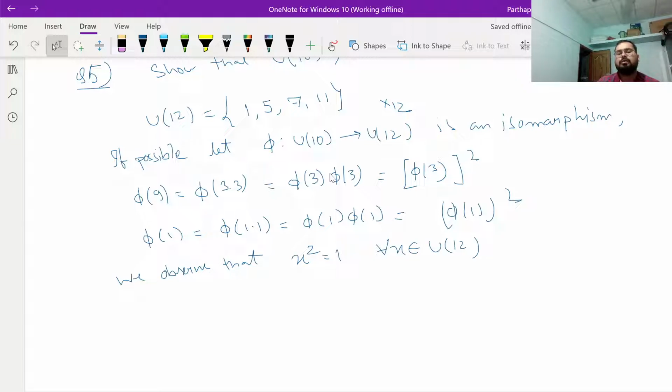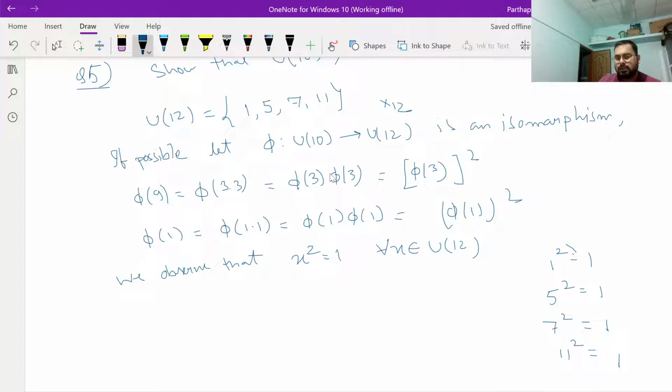You see, if you take 1 square, the result is 1. If you take 5 square, it means 25. Now 25 is greater than 12, so we have to divide 25 by 12. The remainder is again 1. If you take 7 square, it means 49. If you divide 49 by 12, the remainder is 1. 11 square is 121. If you divide it by 12, the remainder is 1. So that means for all elements in U12, the square of that element is equal to 1.